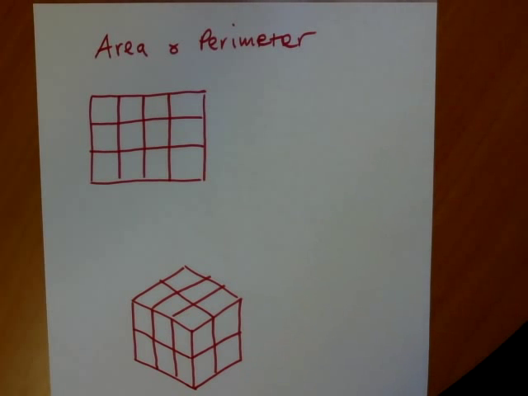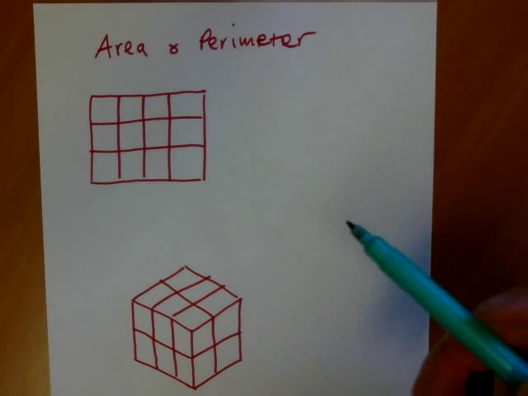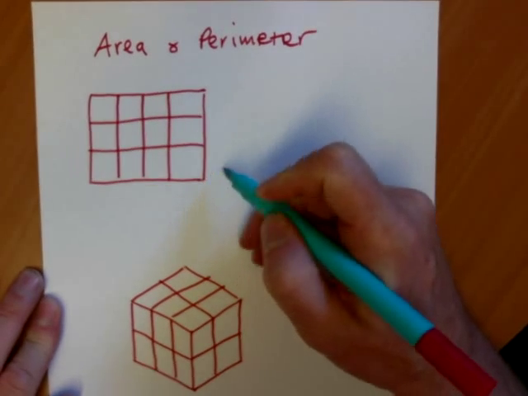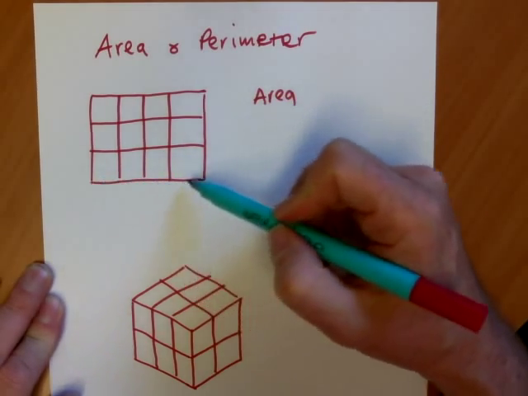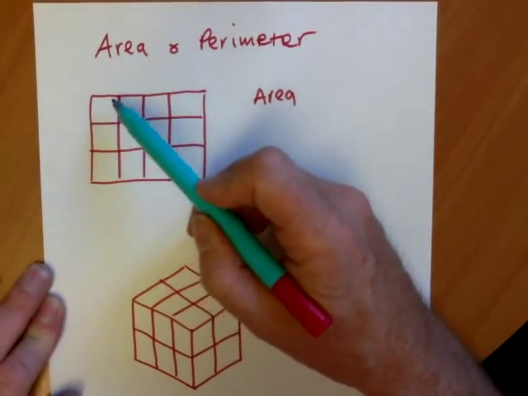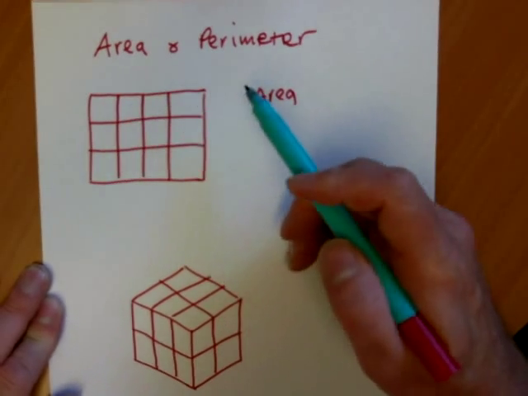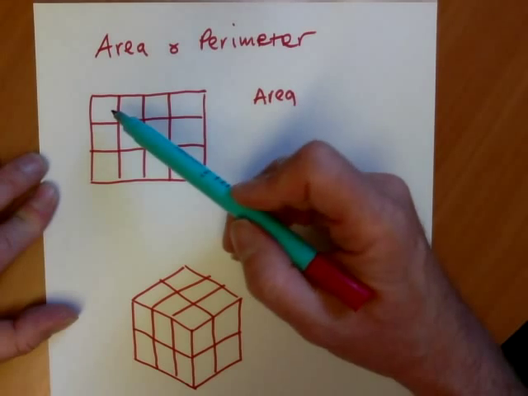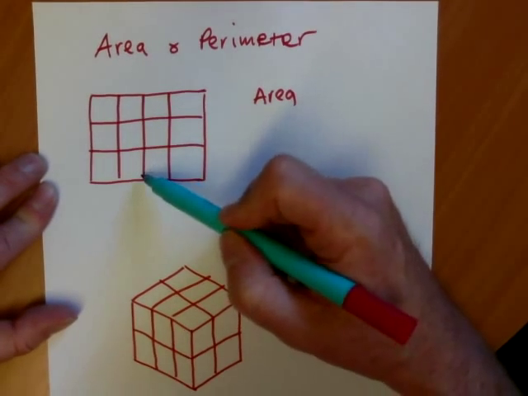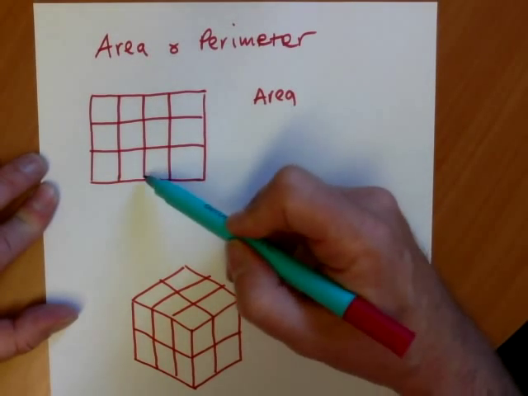So we look at area and perimeter, first of all, of this rectangle. Now the area is the space that's covered by the shape itself, right? The amount of space that it takes up on the paper. Now we can count this up in squares very easily. So we sort of say how many squares does this rectangle cover?